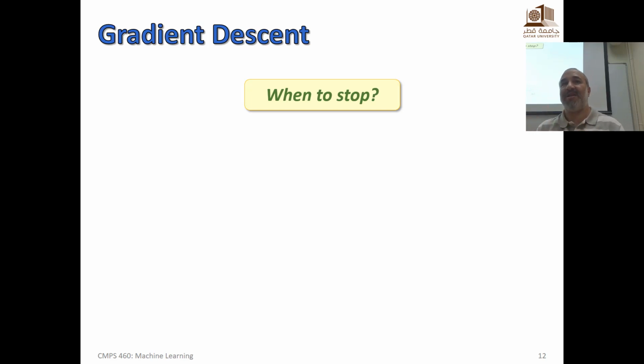So gradient descent, as I mentioned last time, is an iterative algorithm to update the values of the parameters so that we can get to the minimum of the function that we want to optimize. So we have to stop somewhere. This is an iterative algorithm. We can run it infinitely, but I don't think this will be wise. So we'll have to stop somewhere. When should we stop, or where should we stop?